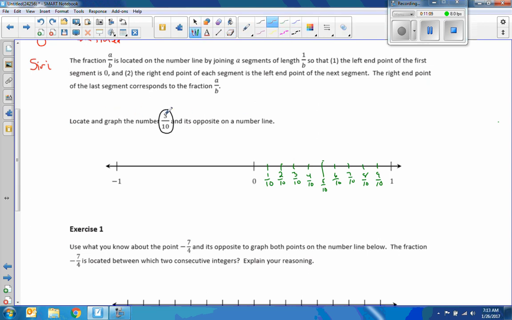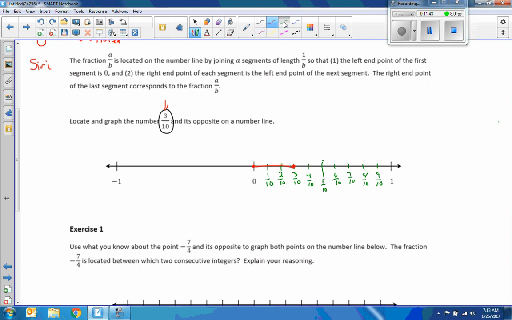It says locate and graph the number 3/10 and its opposite on a number line. To locate 3/10, I have to find the right endpoint of a line segment of length 3/10. So I would start at 0 and go to the right 1/10, 2/10, 3/10, and my right endpoint is this. We're really just counting over.